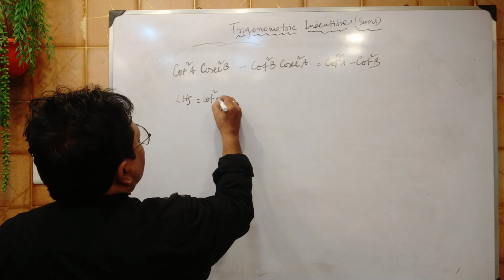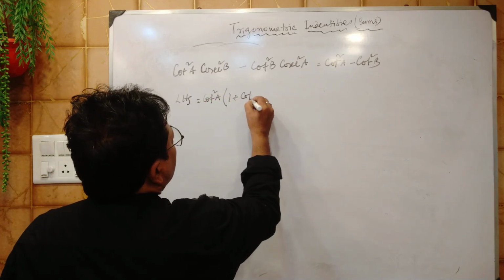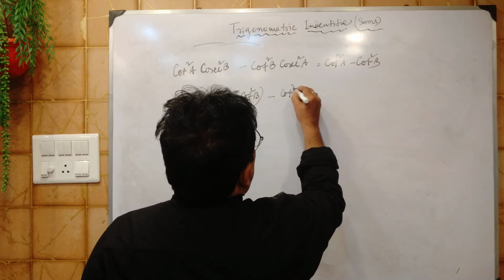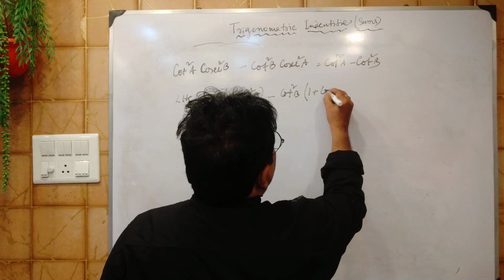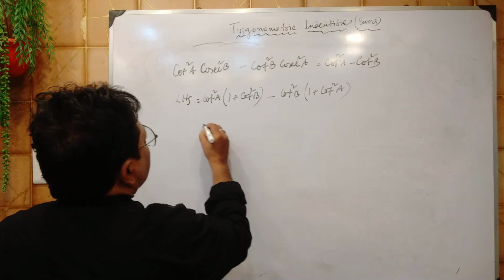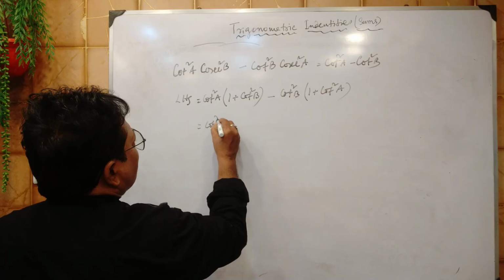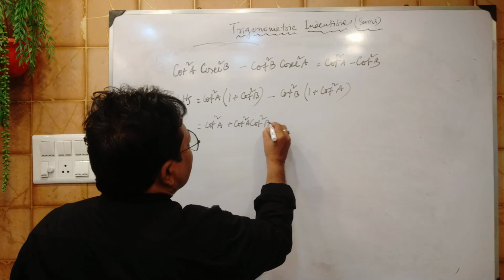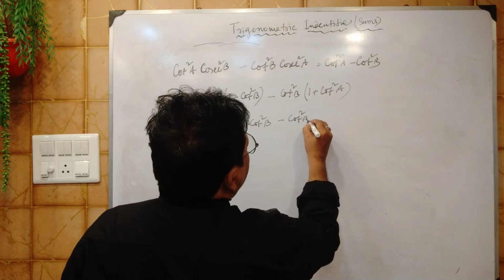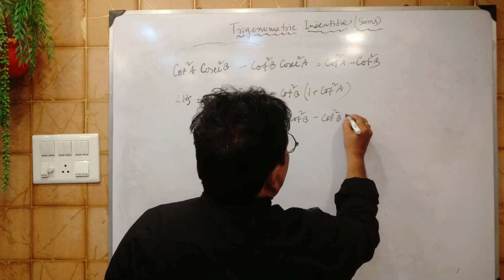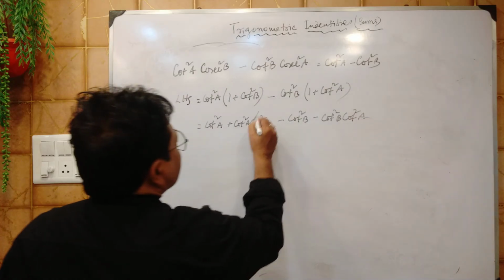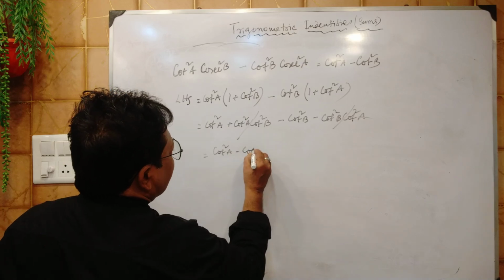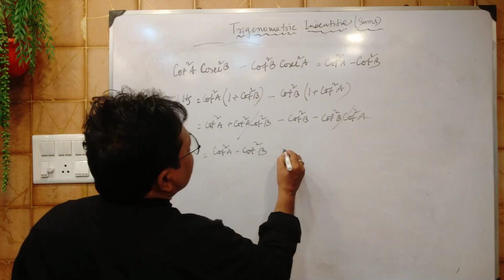You know that 1 plus cot square B equal to cosec square B. So here you can write it minus, here you will also do cot square B into 1 plus cot square A. So now multiply this, you will get cot square A plus cot square A cot square B minus cot square B minus cot square B cot square A. Here you will see that these two cancel out. So we will get cot square A minus cot square B. So we get the solution, it is the right hand side.